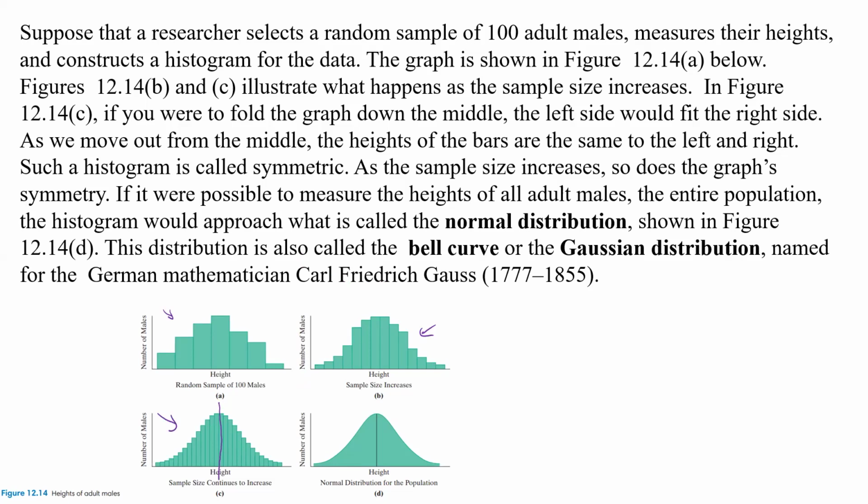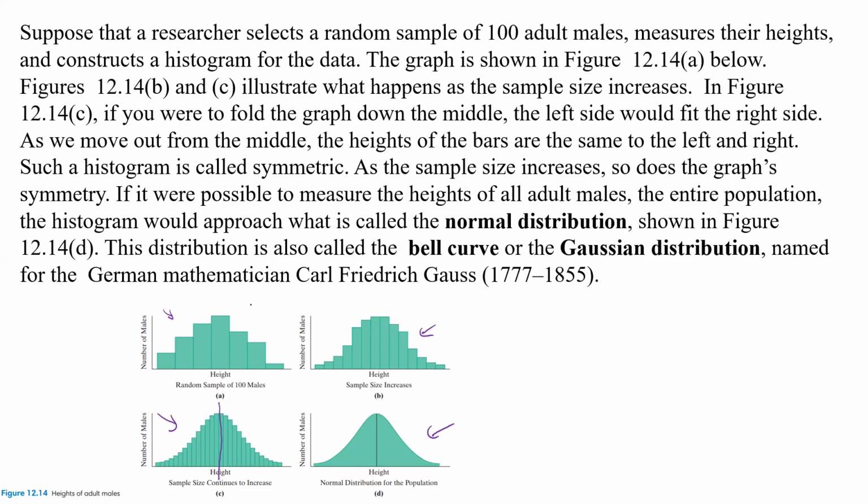Okay. Now, these histograms are therefore called symmetric, and as the sample size increases, so does the graph's symmetry. And if it were possible to measure the heights of all adult males, the entire population, the histogram would approach what we call the normal distribution, which is what we see here. This would be the normal distribution. This distribution is sometimes called the bell curve or the Gaussian distribution because it's named after the German mathematician Carl Friedrich Gauss.